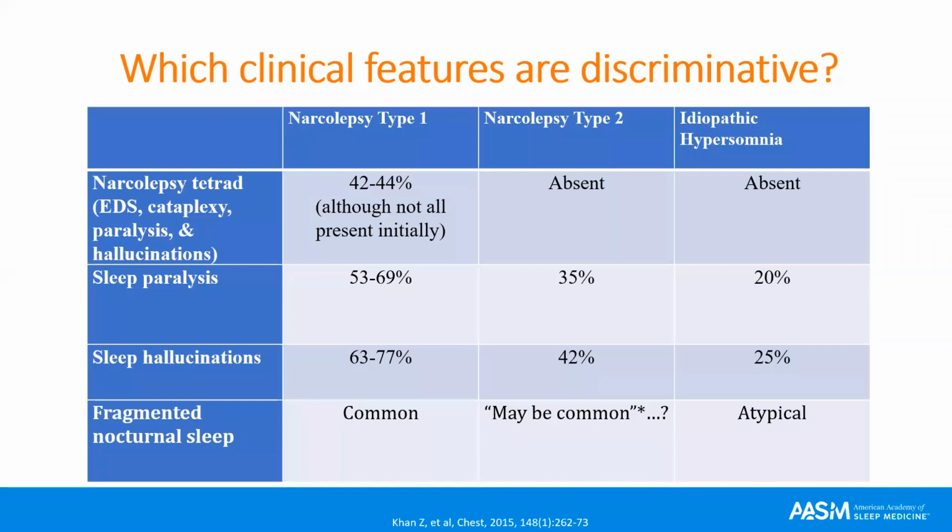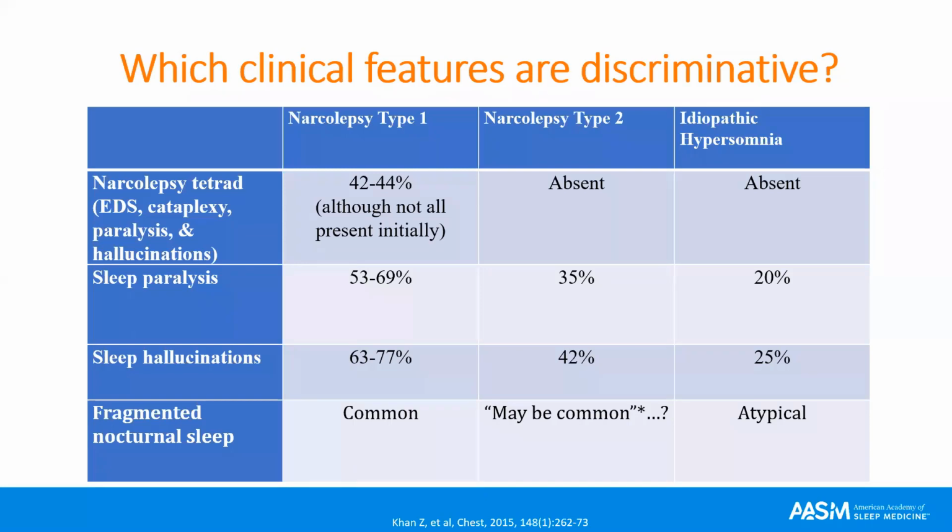So here's what I mean when I say the symptoms present as something that looks like a spectrum. So the narcolepsy tetrad, you only see in narcolepsy type 1 because of the cataplexy. You don't see it in all patients. About 40–45% have the whole tetrad. But sleep paralysis is highest in narcolepsy type 1, lowest in idiopathic hypersomnia, but it sure happens in idiopathic hypersomnia patients, and intermediate in narcolepsy type 2 patients. Similarly with hallucinations related to sleep, highest in type 1, lowest in IH, intermediate in narcolepsy type 2.